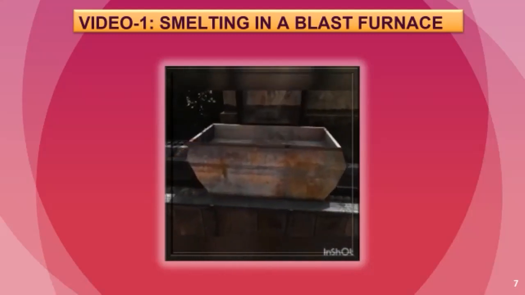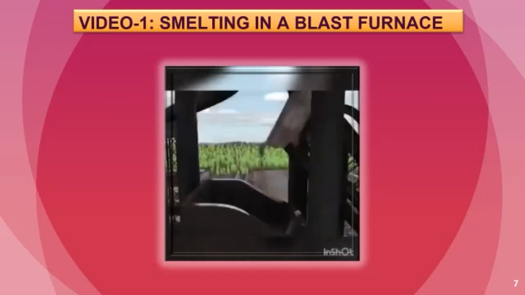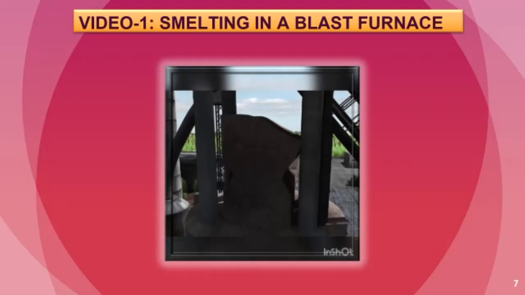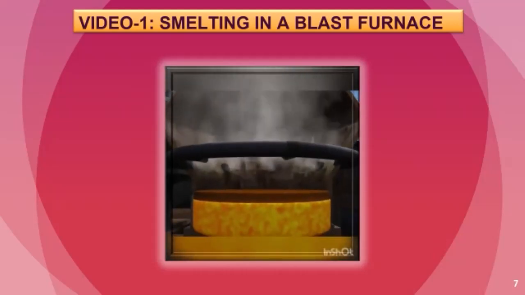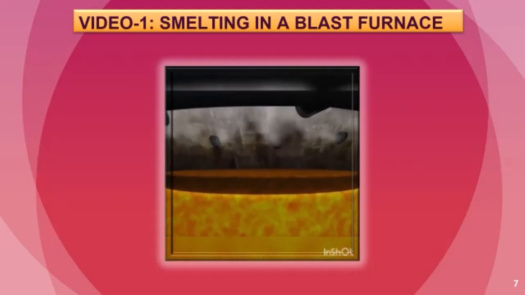The charge is brought by trolleys or skip cars over a conveyor system and introduced into the blast furnace through the cup and cone arrangement. Simultaneously, a blast of hot air is blown into the furnace through the two tuyeres at the base of the furnace. The hot air causes the coke in the lower regions of the furnace to burn, producing carbon dioxide and a large amount of heat.